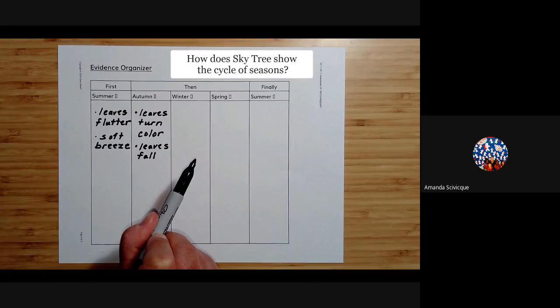You've got this. It's your turn to continue with the evidence organizer. Be sure to look for those keywords, winter, spring, and summer. And also remember, you're just gathering evidence about the cycle of seasons in Skytree. Stay focused on that question. You'll pause here to work, and then you'll just hit play when you're ready to continue. Remember, take as much time as you need.